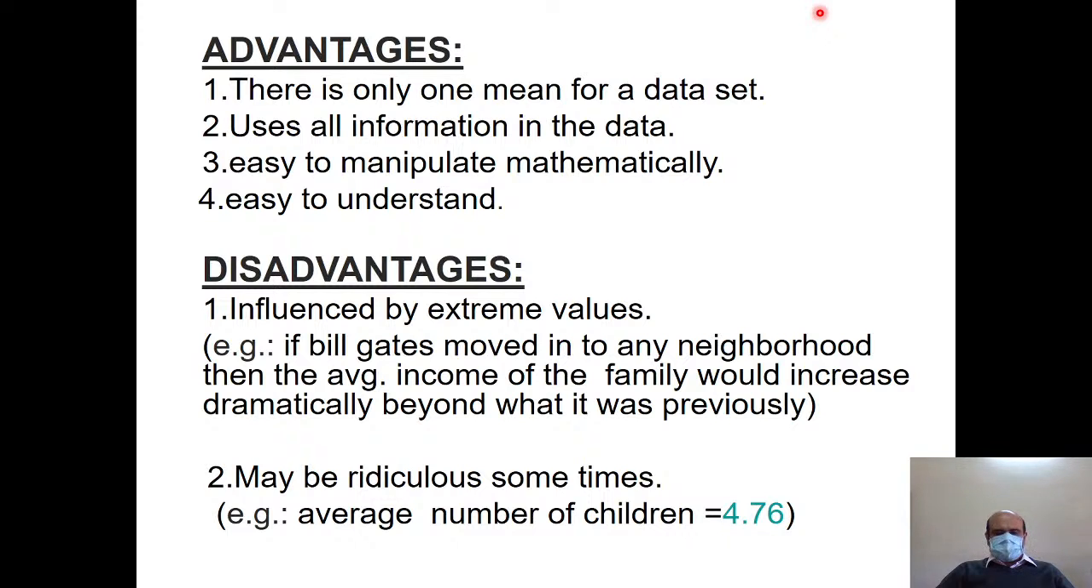And another disadvantage, it may sometimes be ridiculous, because you may get some value which is mathematically right but doesn't make sense. Like, for example, average number of children. How can the average number of children be 4.5 or 4.7 or 4.76? Either it will be 4 or it will be 5 or it will be 6. It will be in whole numbers, right? So sometimes you get this kind of value in mean. Okay.